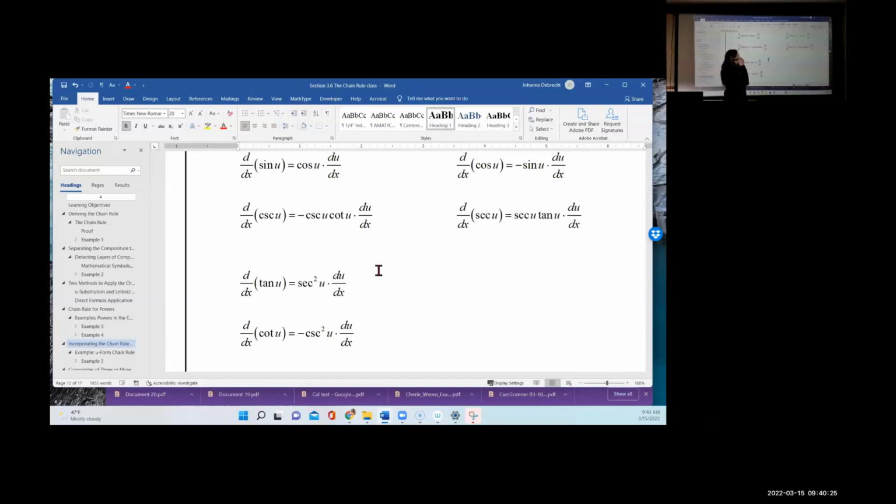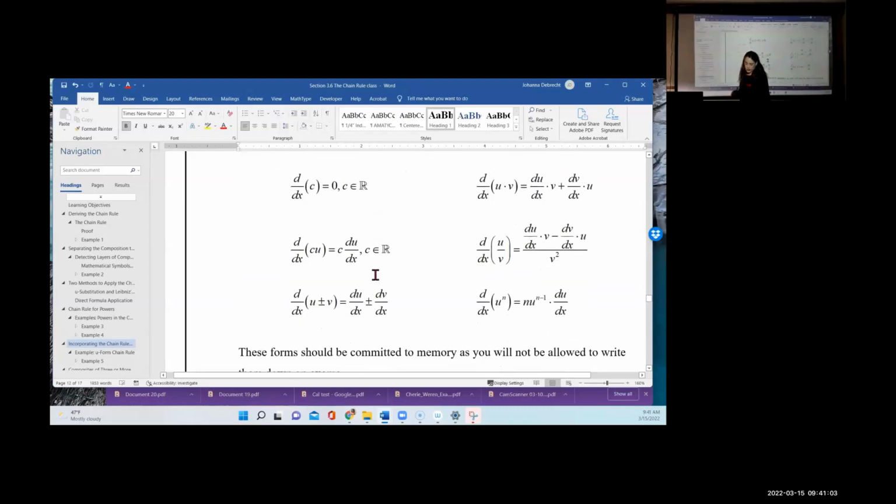All right. Now, what about tangent? Tangent's another important one that we study. The derivative of tangent is normally secant squared. So all the chain rule adds into it is the derivative of the inside function, du dx. So this du dx represents the derivative of the inside function. These are the rules with the chain rule already built into them.